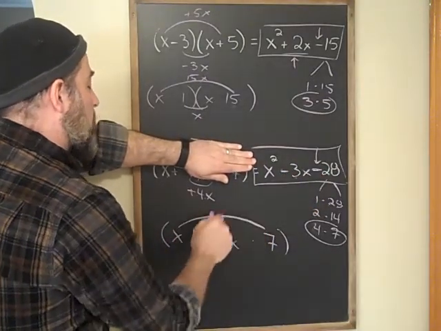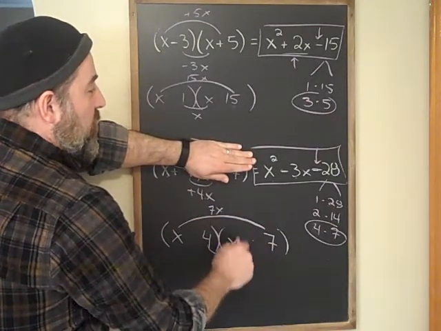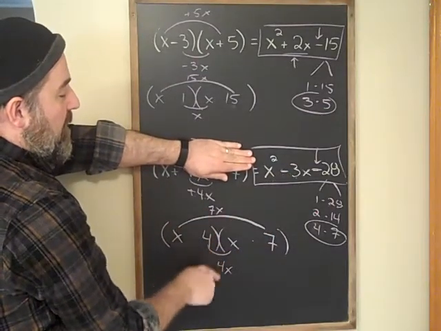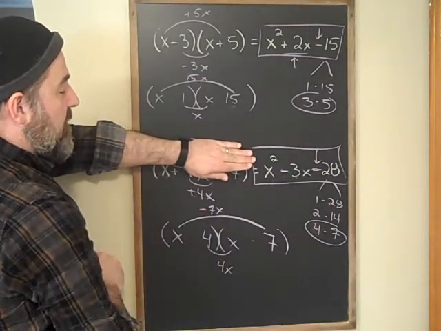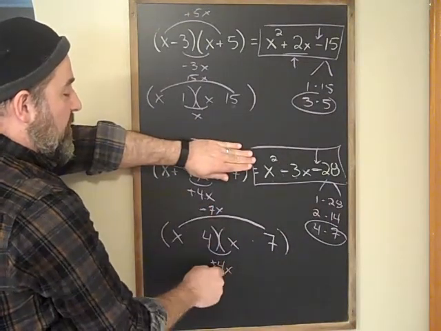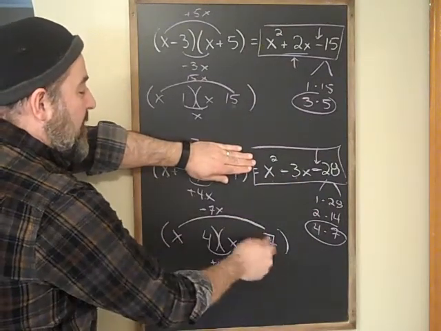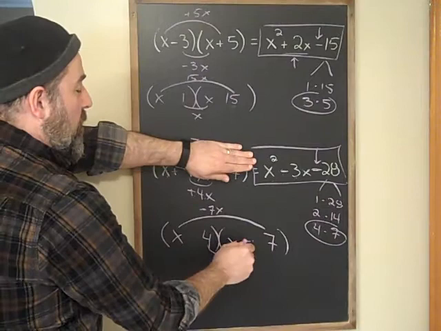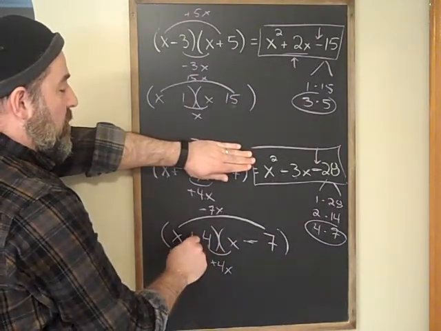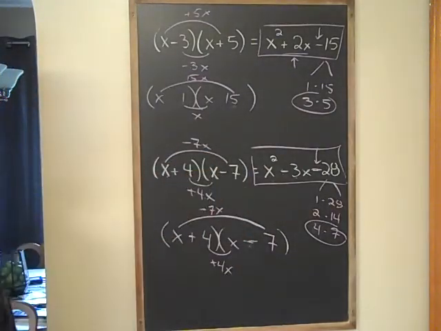So here our outers make a 7x, our inners make a 4x. If you want that difference to be negative, you want the larger value to be negative. So we want that 7x to be negative and that 4x to be positive. Because negative 7x and positive 4x makes negative 3x. For the 7x to be negative, we have to have minus 7. For the 4x to be positive, we have to have plus 4 right there. And notice that's what we had right there.